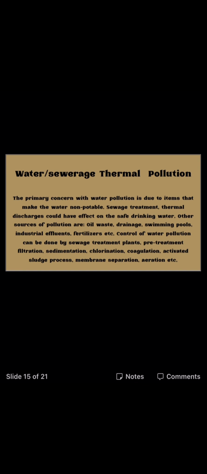Water, sewerage, thermal pollution. The primary concern with water pollution is due to items that make the water non-potable. Sewage treatment, thermal discharges could have effect on the safe drinking water. Other sources of pollution are oil waste, drainage, swimming pools, industrial effluents, fertilizers, and etc. Control of water pollution can be done by sewage treatment plants: pretreatment, filtration, sedimentation, chlorination, coagulation, activated sludge process, membrane separation, aeration, and etc.